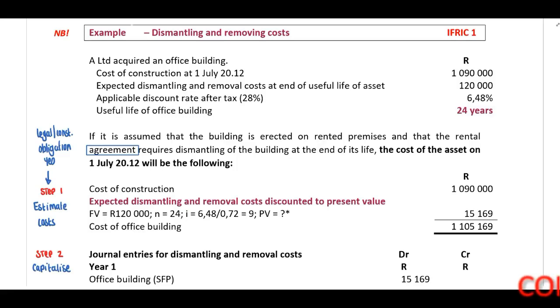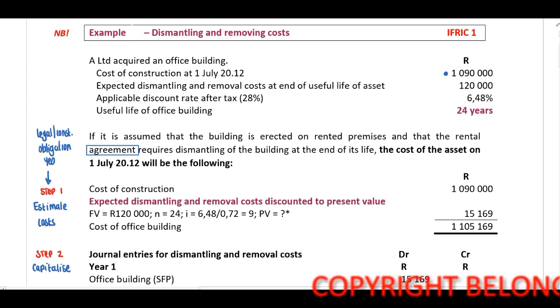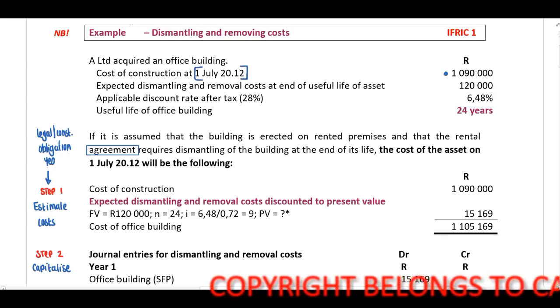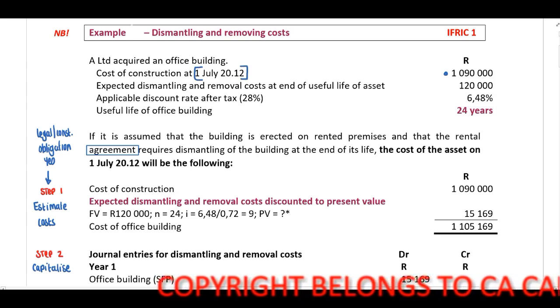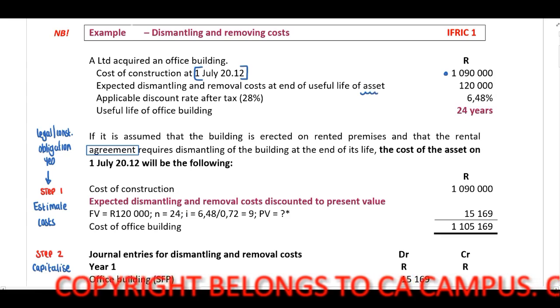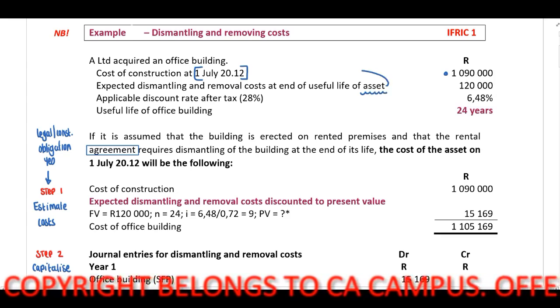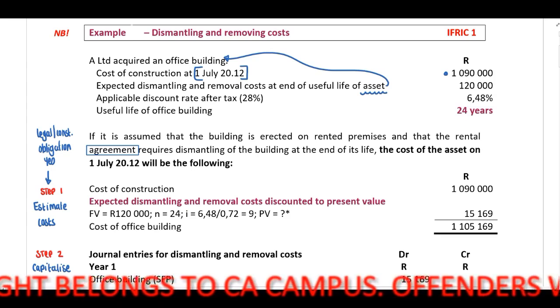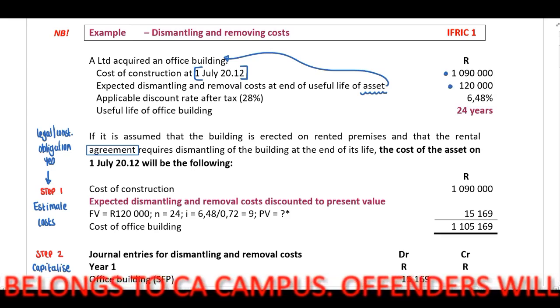In this example, we have A Limited that acquired an office building for 1,090,000, the cost of construction at 1 July 20.12. The expected dismantling and removal costs at the end of the useful life of the asset. Now this, at the end of the useful life of our office building, is 120,000.